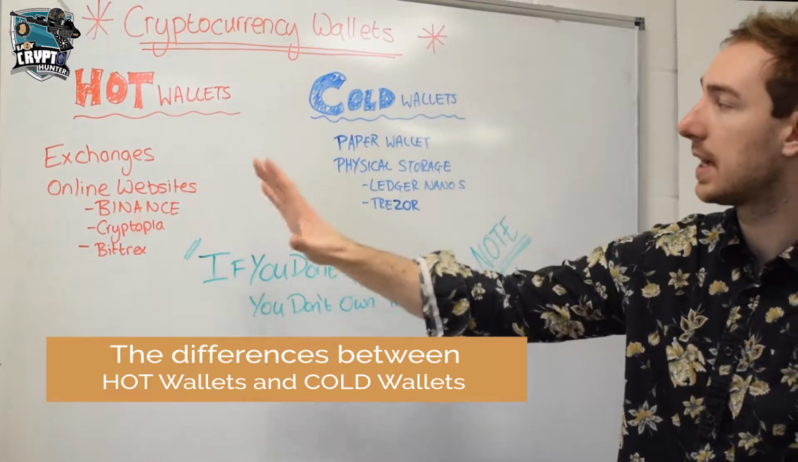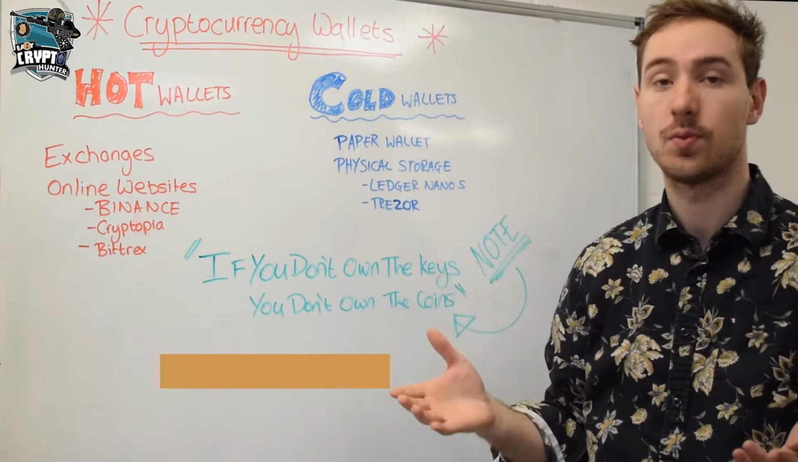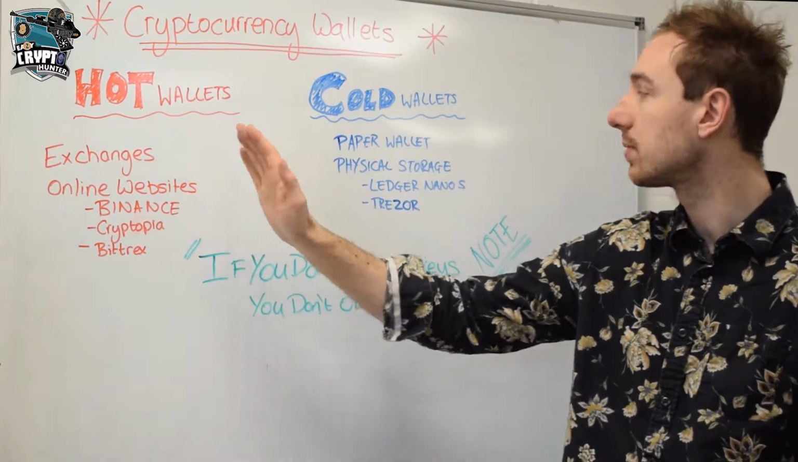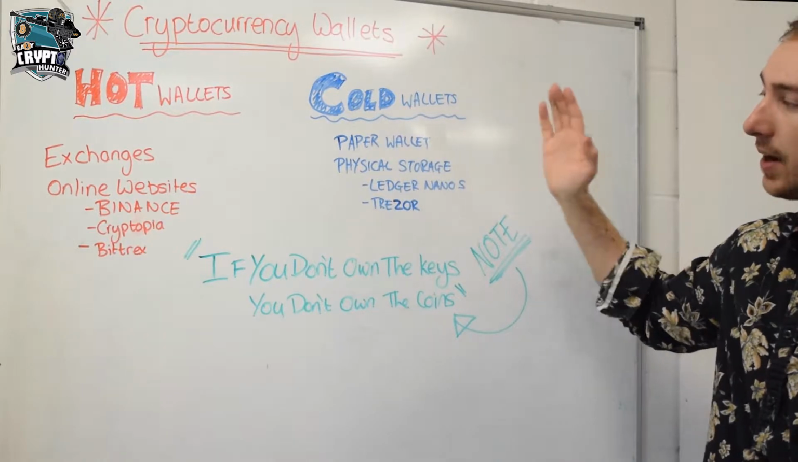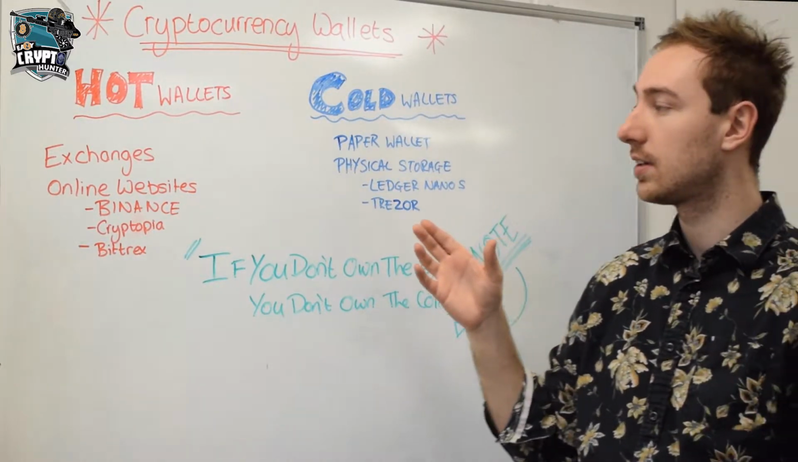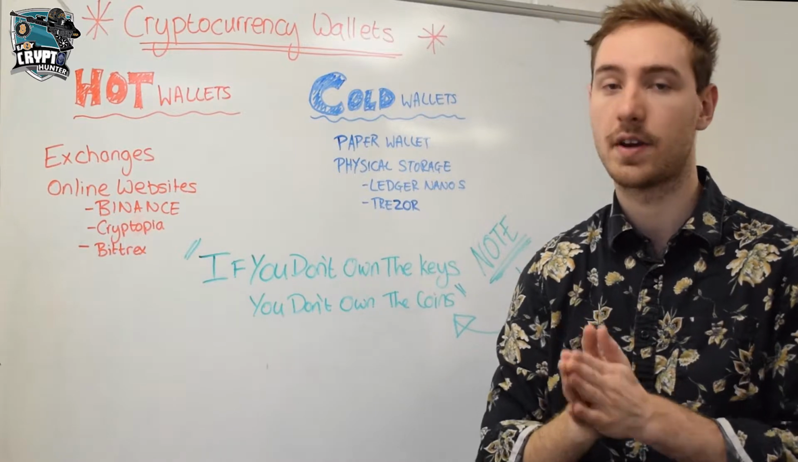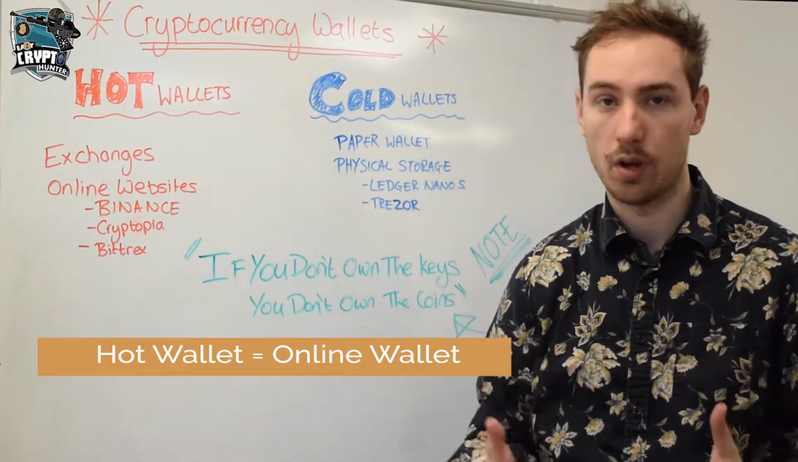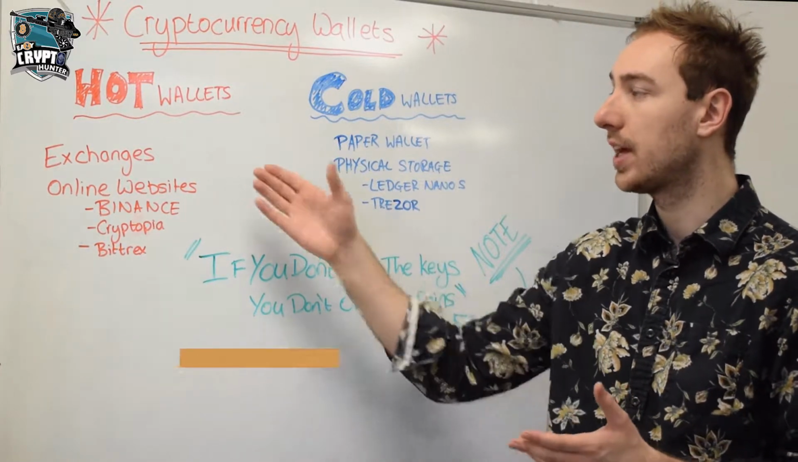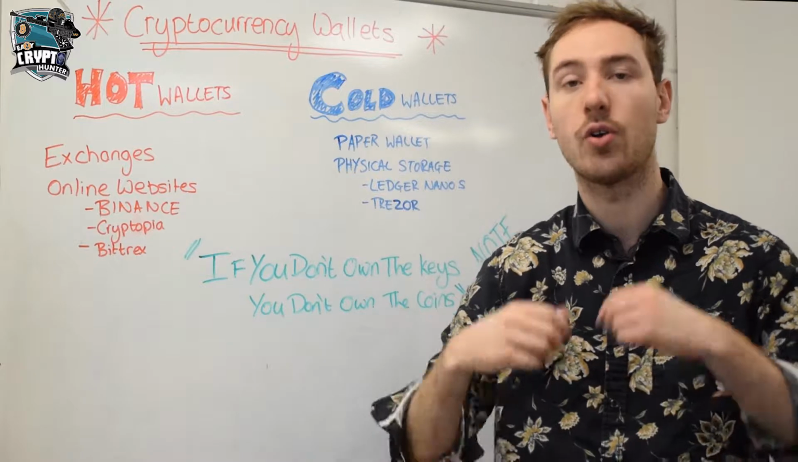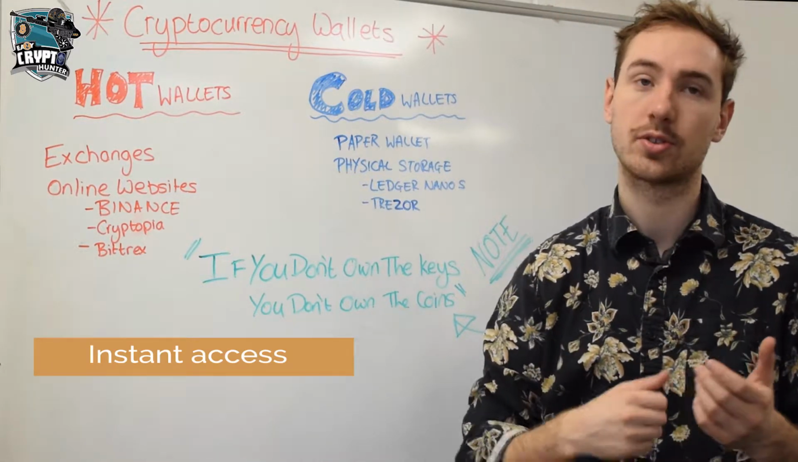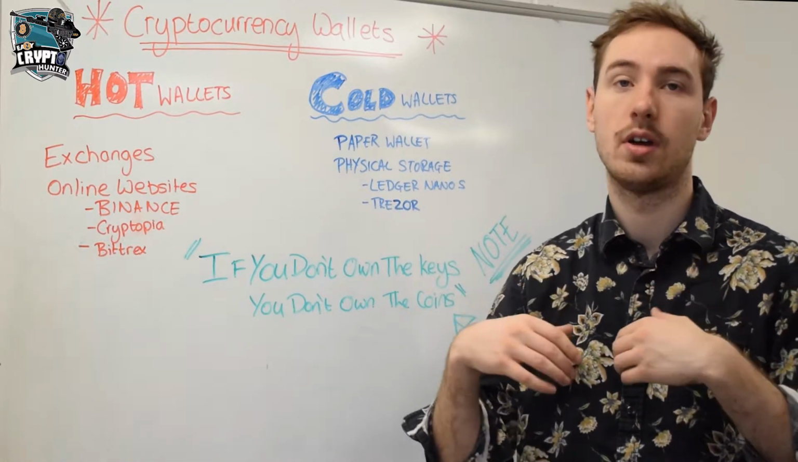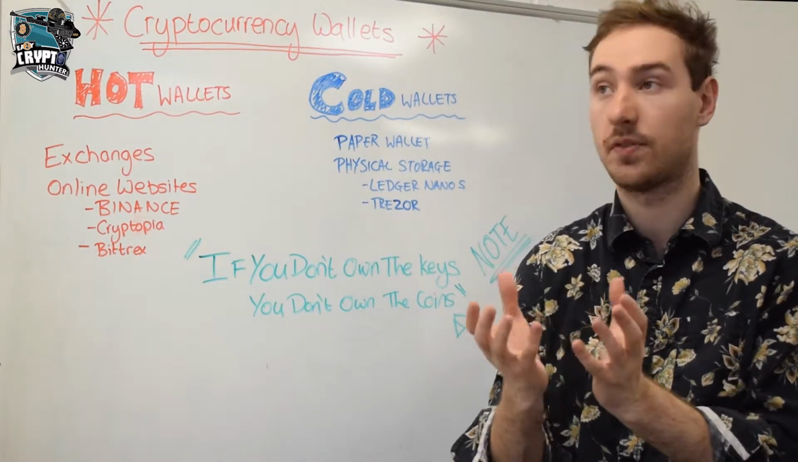Now, what are the big differences between the two types of wallets that we have? Effectively, we have something called hot wallets and we have something called cold wallets. Now, the difference is small, but very, very large. A hot wallet is effectively an online wallet. So this is a place where you can have your coins online on a website where you can access those coins instantly from anywhere in the world, of course, but they're effectively in the custody of the people that own the website.